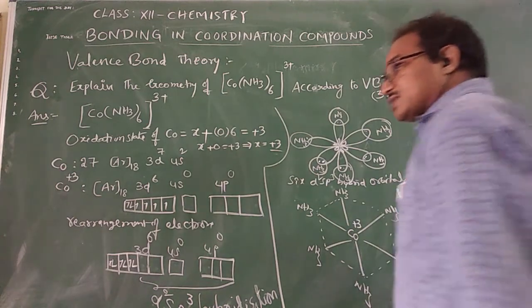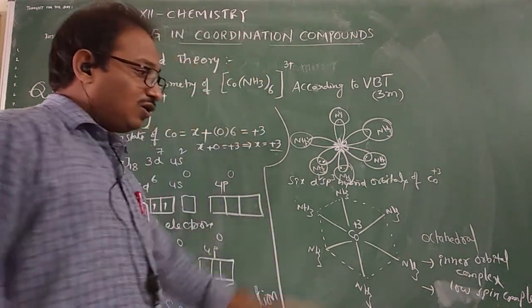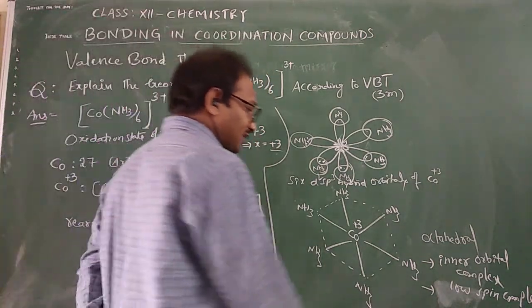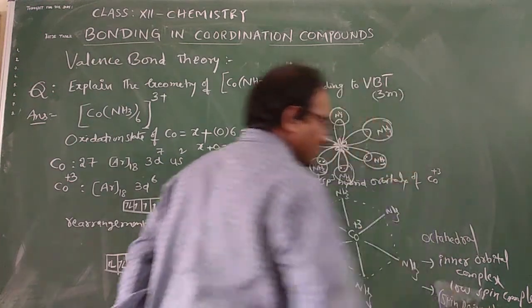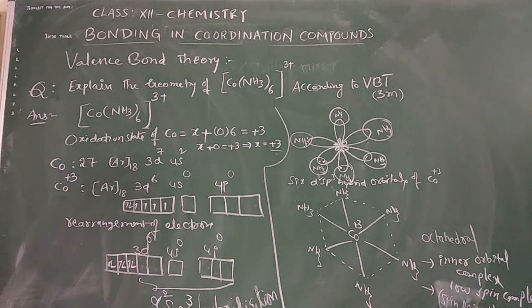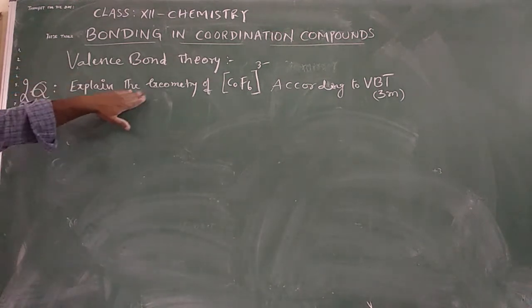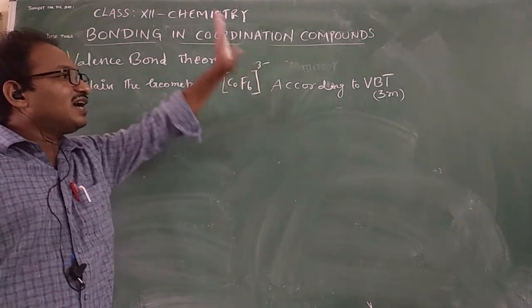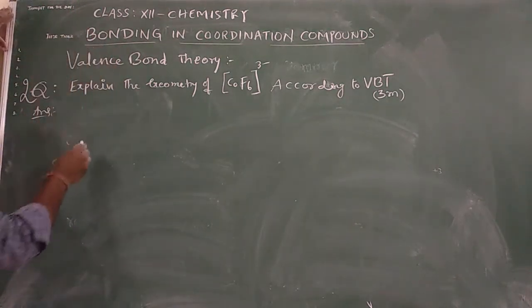Low spin complexes are also called spin paired complexes. Like this, one question they are going to ask compulsorily. Yes, sir, one more important question: explain the geometry of [CoF6]3- according to valence bond theory. Same pattern. I am explaining the answer along with valence bond theory.